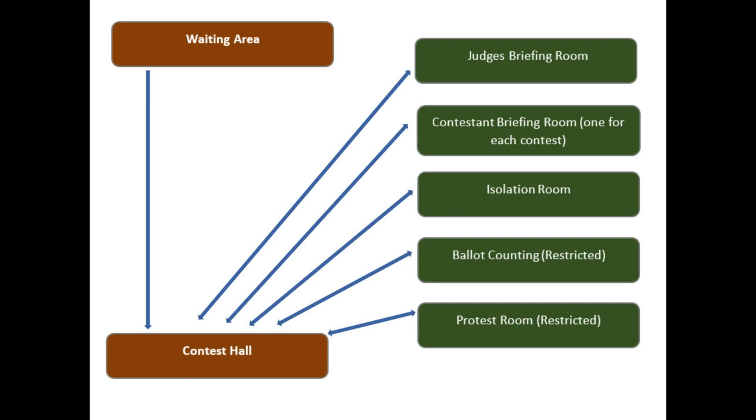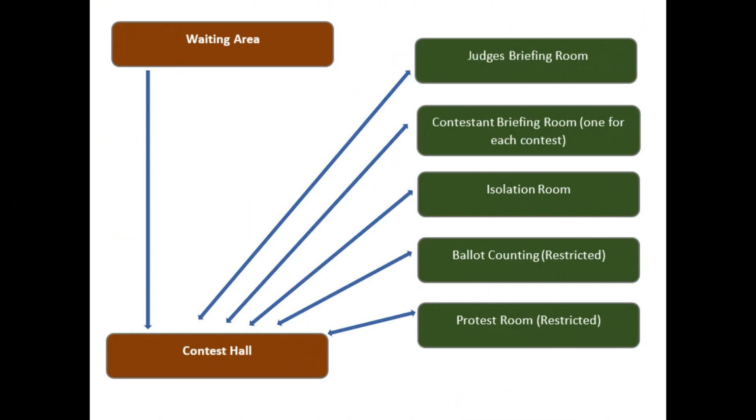You can create a breakout room for judges to do their briefing, contestants to do their briefing, an isolation room for table topic and evaluation contestants, a separate room for ballot counting by the chief judge and the tally counters, and a protest room in case there is any protest. Then the chief judge can bring the right people into the protest room and handle the situation.